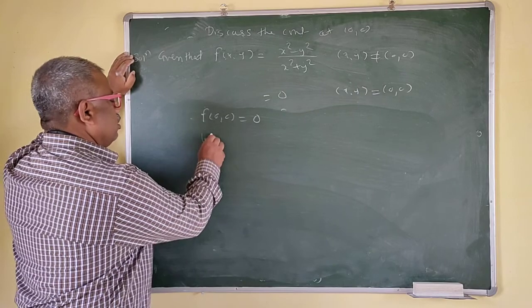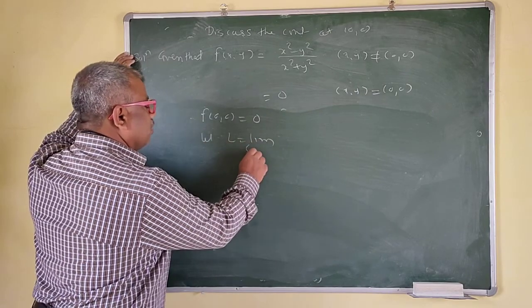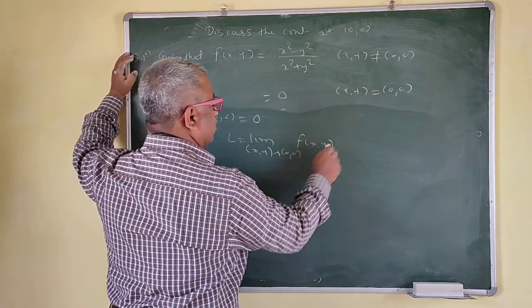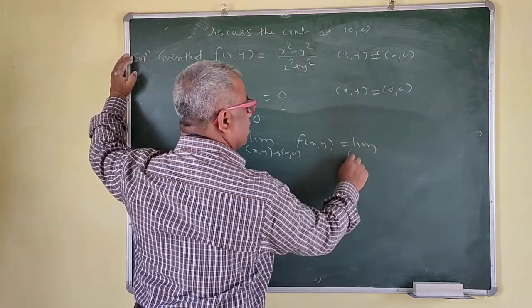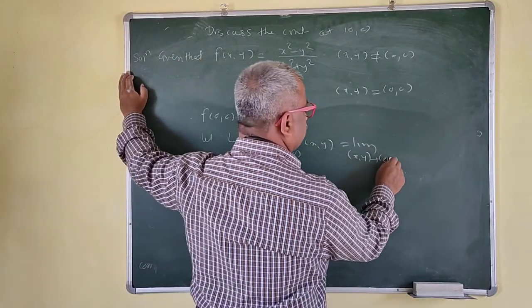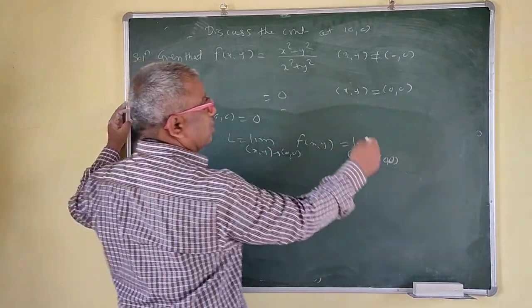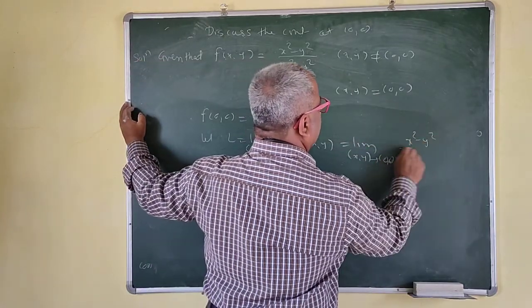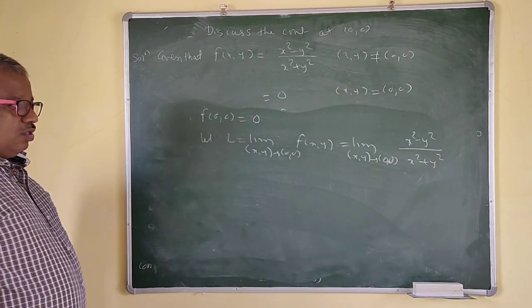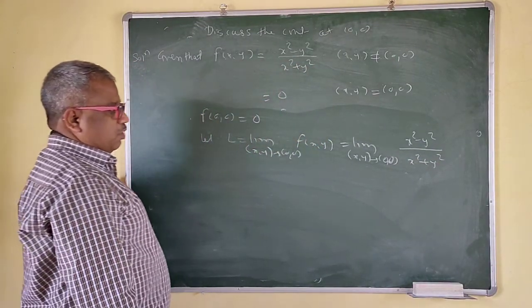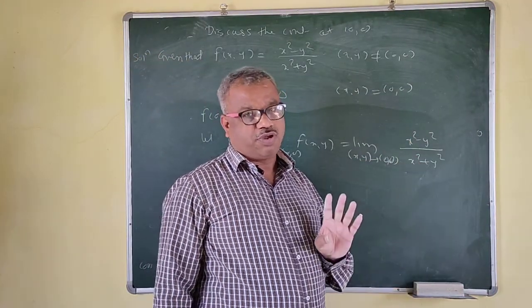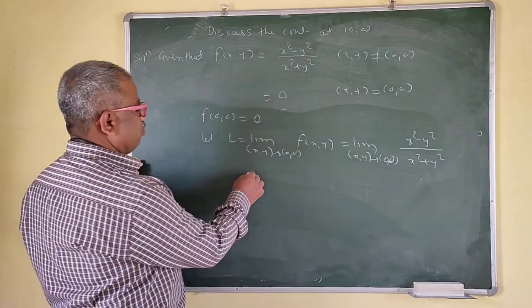Now we will find the limit. Let L be equal to the limit as (x,y) tends to (0,0) of f(x,y). (x,y) tends to (0,0) means they are not equal to 0. Your function is (x² − y²)/(x² + y²). Both the degrees are the same, so it is better to take the path y = mx. So we choose the path y = mx.